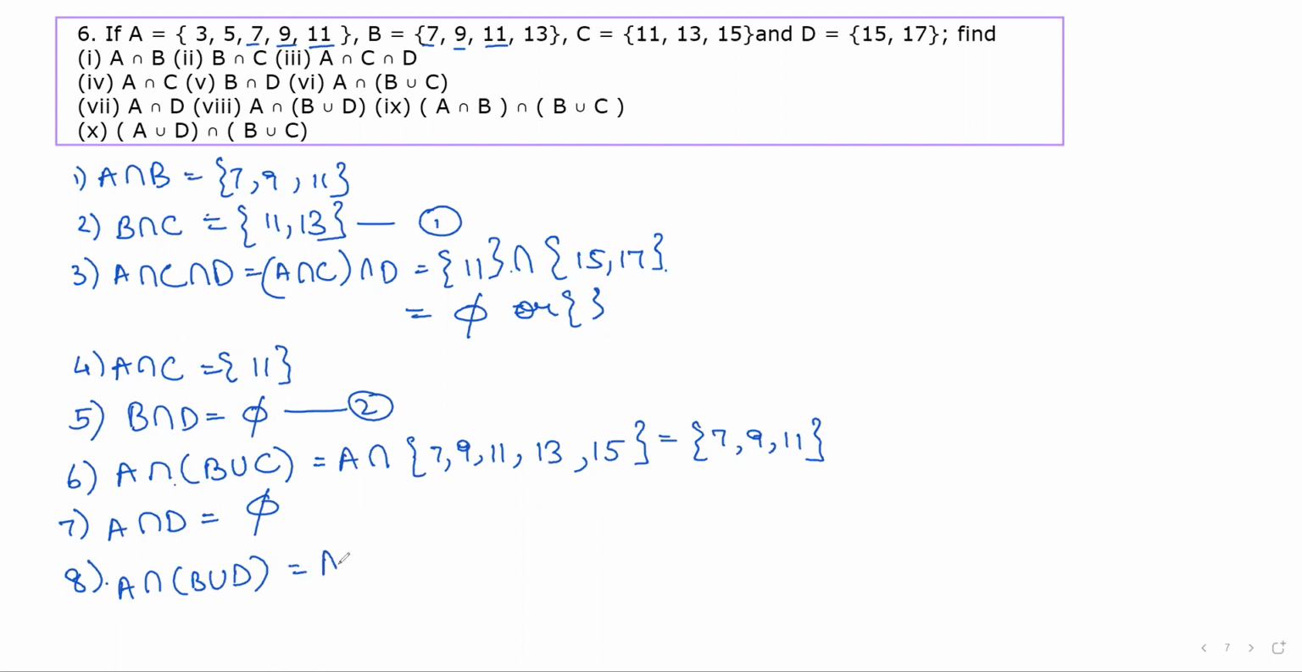Here, A intersection B union D, uniting B values and D values. So write all the elements of B first, 7, 9, 11, 13, and then all elements of D, 15 and 17. This is equal to A, all elements 3, 5, 7, 9, 11. The common elements would be 7, 9, and 11.